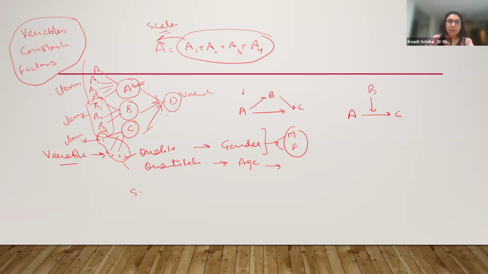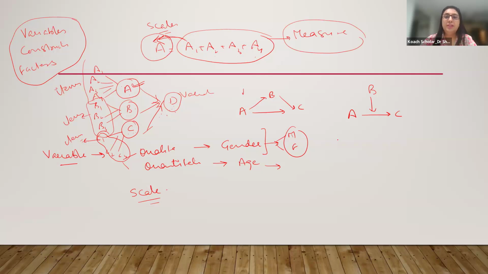Now, there are two other things. Scale. अब A1, A2, A3, A4 को मैंने measure करना है. I want to measure A1, A2, A3 and A4. How am I going to measure these items? Because the measurement of these items will ultimately lead to the measurement of A value.